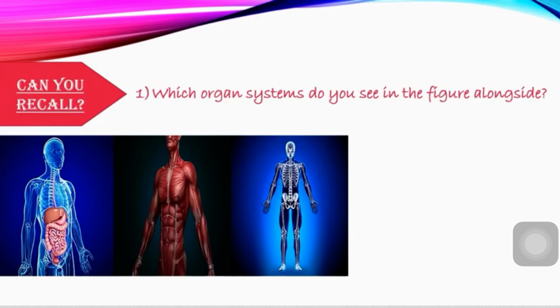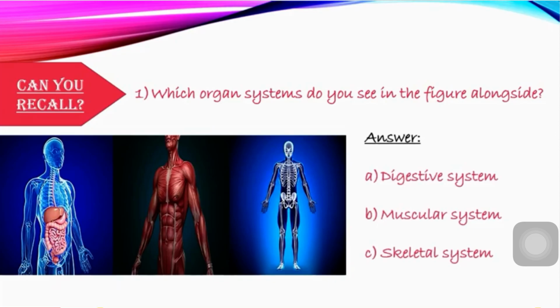Before starting with this module, students, can you recall what you already studied in your previous standard? Students, which organ systems do you see in this figure alongside? Just think, students. So these are the digestive system, muscular system and skeletal system.